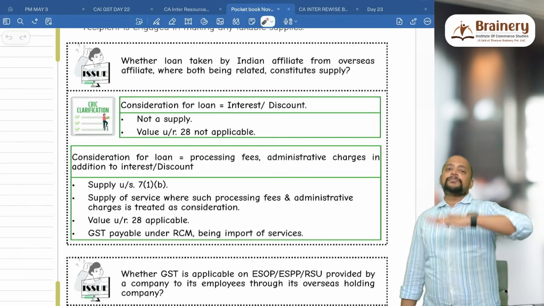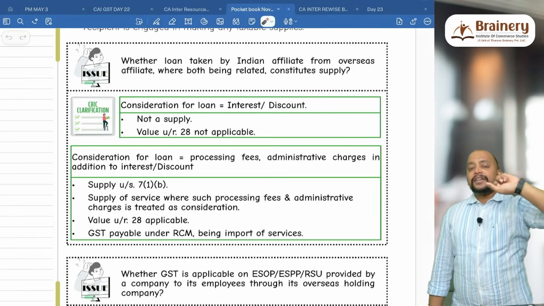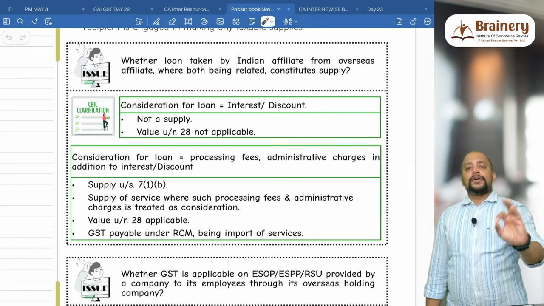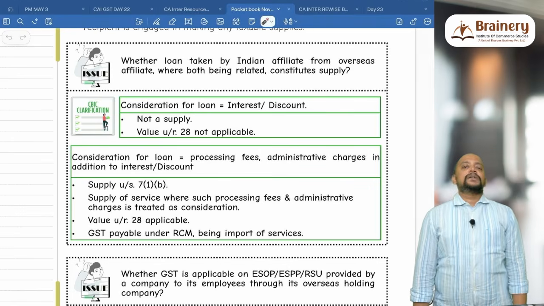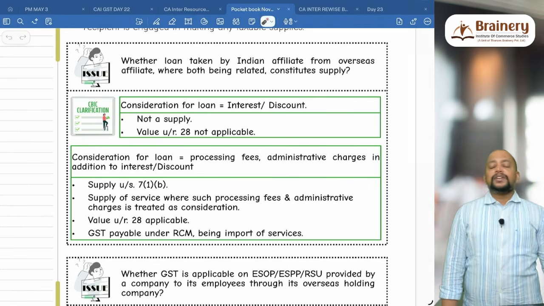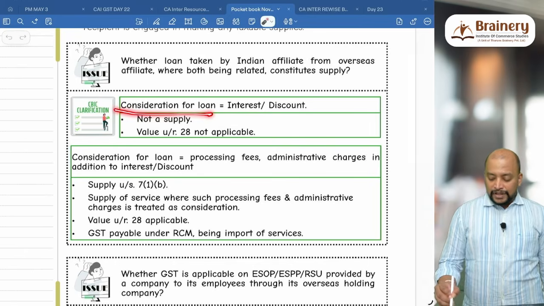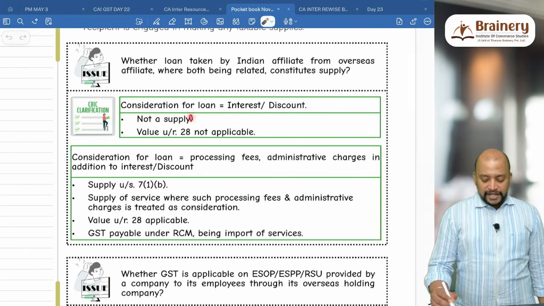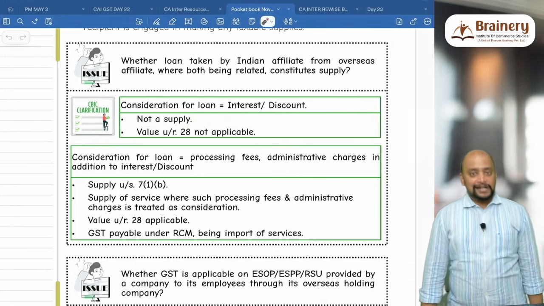If there is a related company in India which is taking a loan from their related company outside India, and if the consideration is only interest or discount, then it is not a supply. If it is some other consideration, then it will become a supply under 7(1)(b), and it will be chargeable to GST under RCM. If the consideration for the loan is interest or discount, it is not a supply, and we don't have to bring in rule 28, that is, related party transaction.